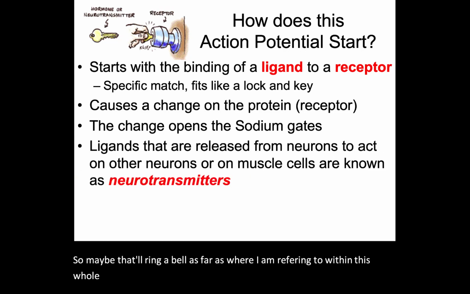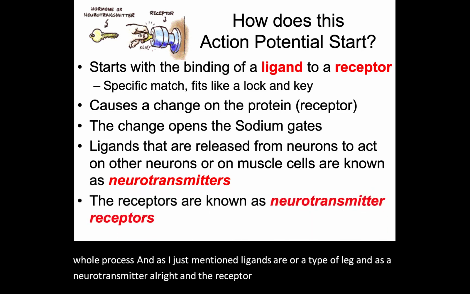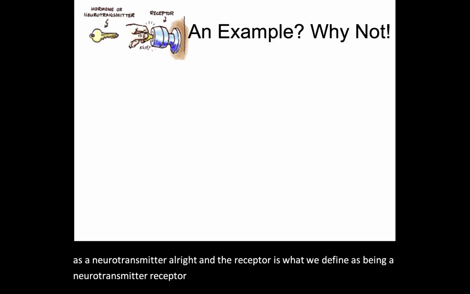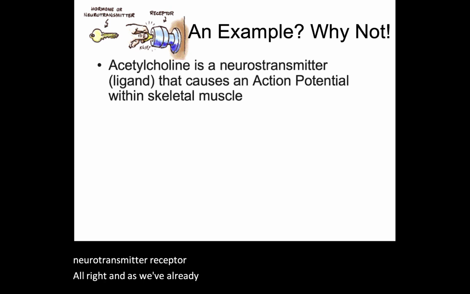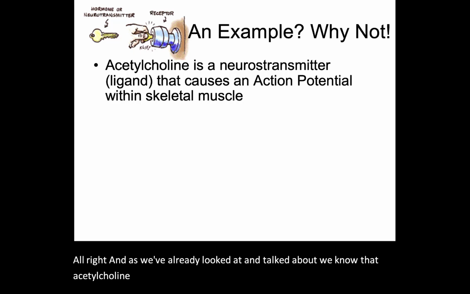And as I just mentioned, a type of ligand is a neurotransmitter. All right, and the receptor is what we define as being a neurotransmitter receptor. And as we've already looked at and talked about, we know that acetylcholine is the neurotransmitter that will initiate muscular contraction within skeletal muscle.